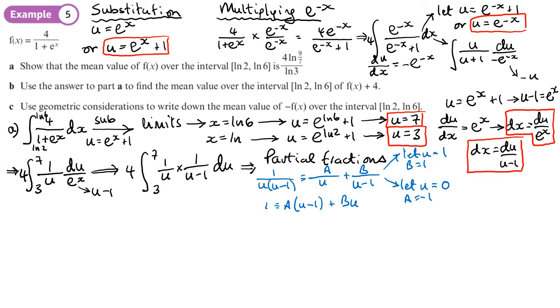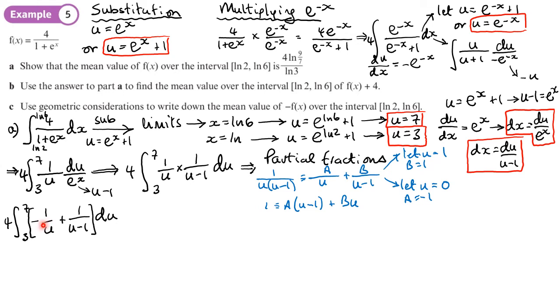Right, so now the integral becomes 4 and then 7, 3. This is all with the substitution. So I said a was negative 1, so I'll end up with negative 1 over u, and b was 1 plus 1 over u minus 1 du.